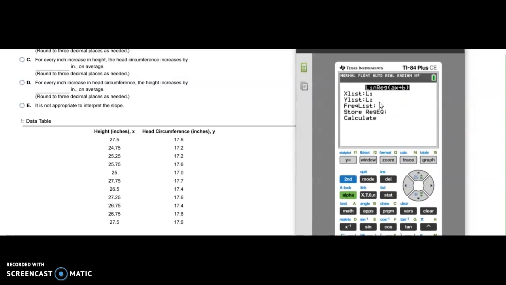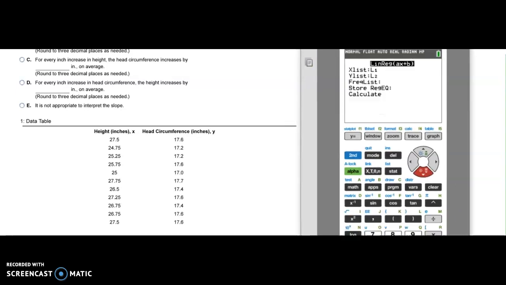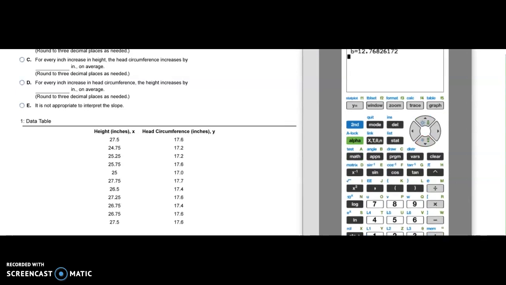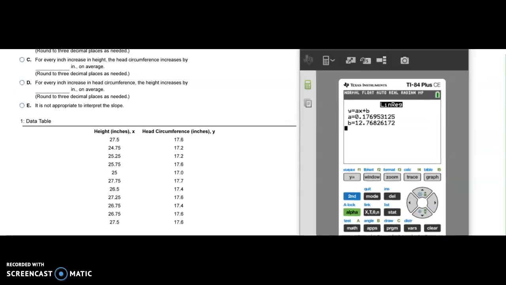Make sure this is in the window. So your X's are in L1, your Y's are in L2. Frequency should always be nothing. Storing the regression equation you can do, but we don't really have to worry about that. And then you go down to Calculate. It looked like your numbers were close, so you might have mistyped. I know I mistyped one of them.